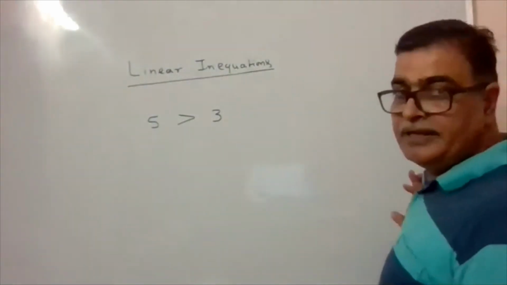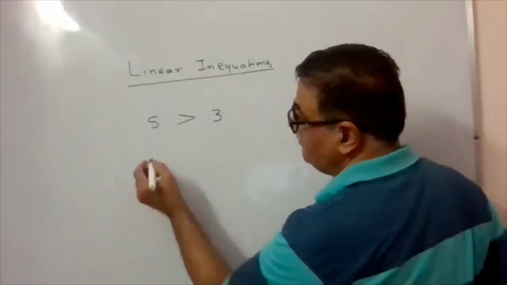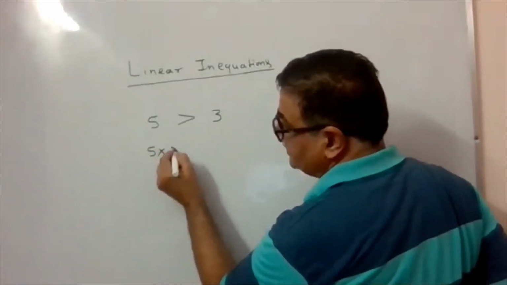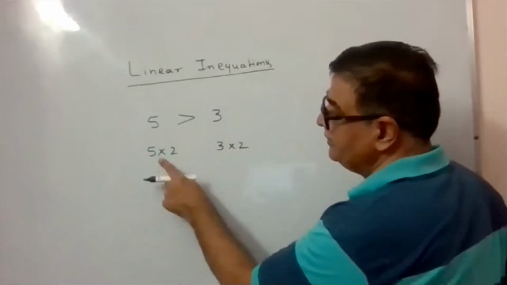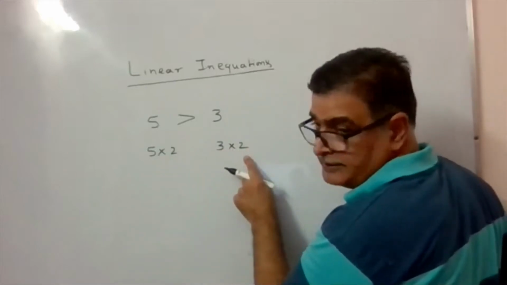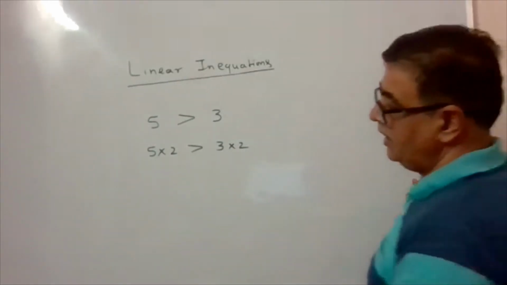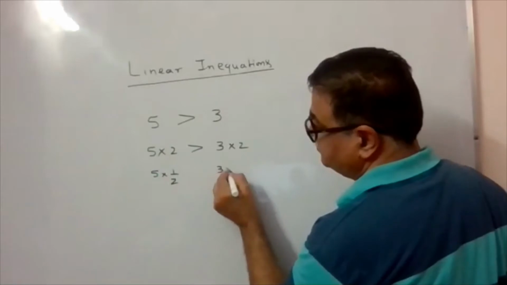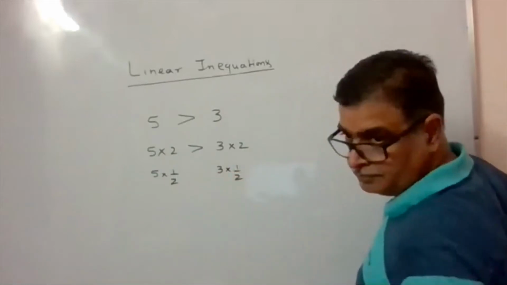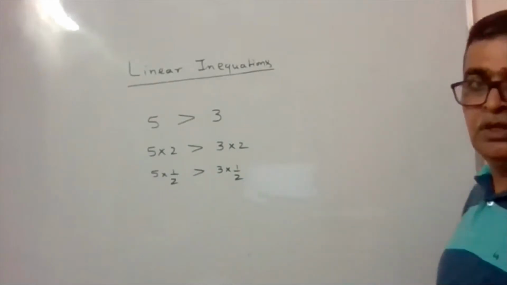By a negative number means, in multiplication, if you multiply a positive number on both sides, for example, I'll multiply 2 on both sides, then this is 10, this will be 6. Still the inequation holds. Another positive number, let it be half I am taking. 5 by 2 is again greater than 3 by 2. Yes, it will hold.